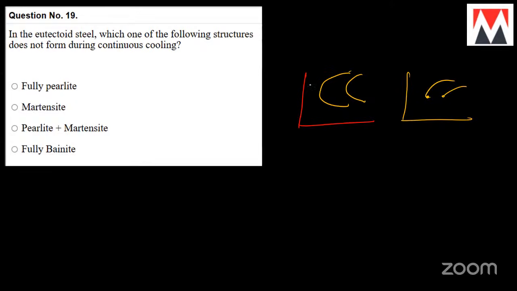Because see, why does it happen? In an isothermal cooling, your cooling will be very slow. You can cool like this, like this. But in continuous cooling, your cooling will be very fast. It will be like this, very fast, right? So there is no chance for it to form fully bainite.